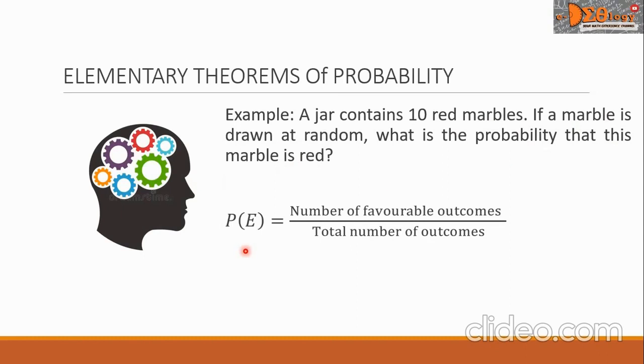Again, let us write our formula. Probability of an event equals the number of favorable outcomes over total number of outcomes. And we write P of red. This is equal to, the numerator is 10 because there are 10 red marbles in the jar, over the denominator is 10 also. And when we simplify, this is equal to 1. This is our final answer.